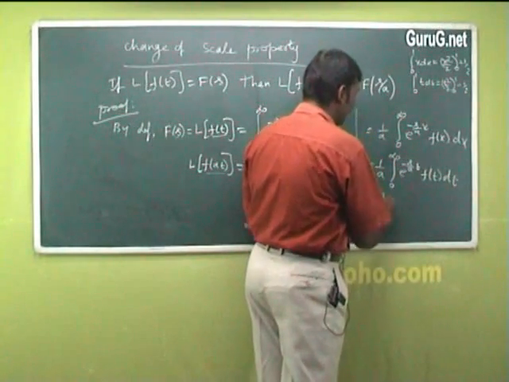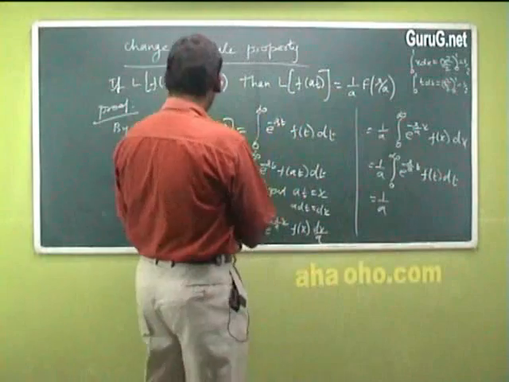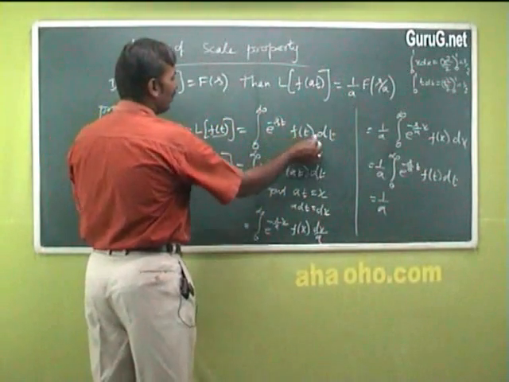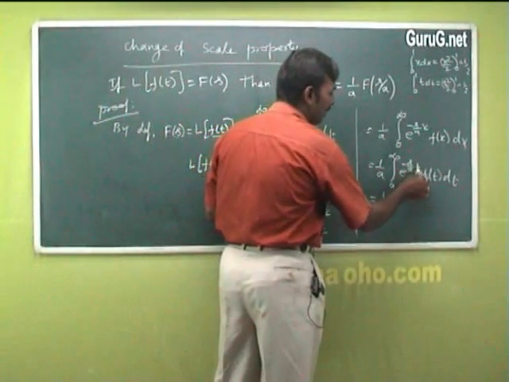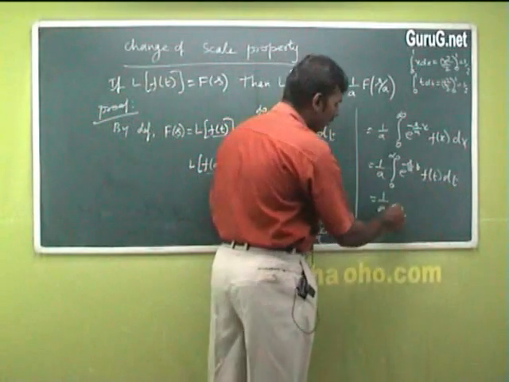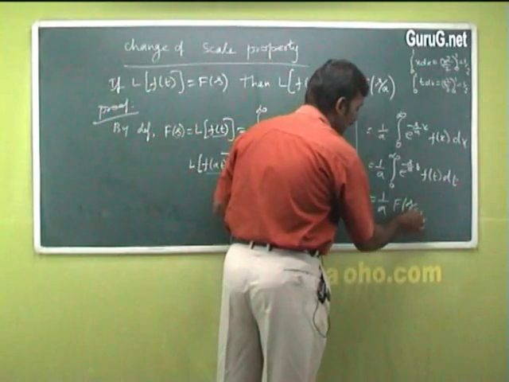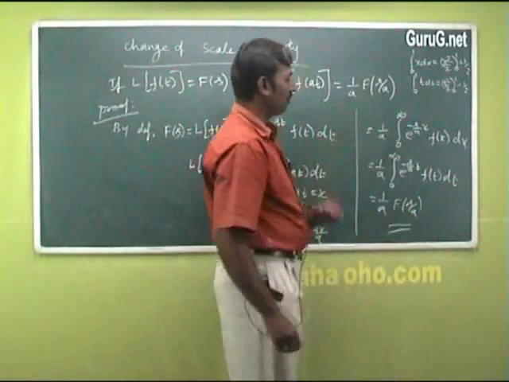So by definition this is nothing but what? I said e power minus st f of t gives f of s. Here we have e power minus s by a t into f of t dt, which is nothing but f of s by a. So that is the result.